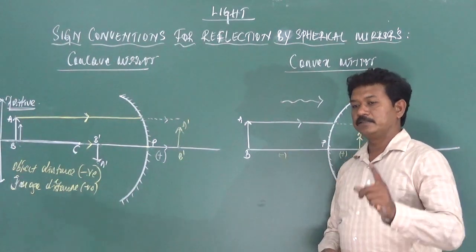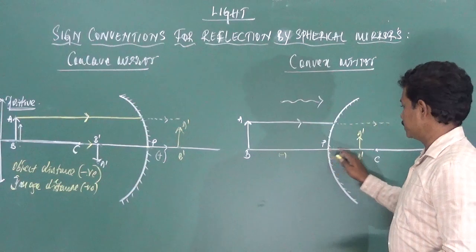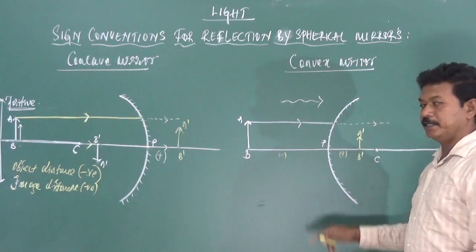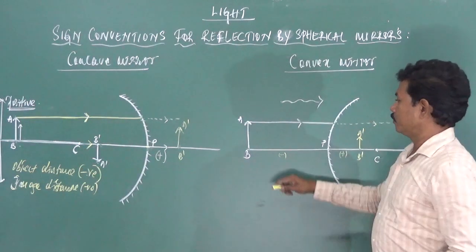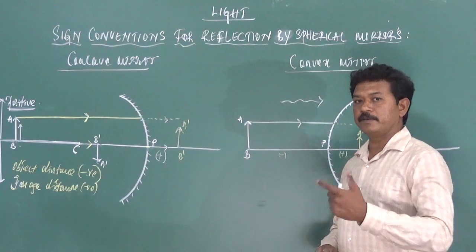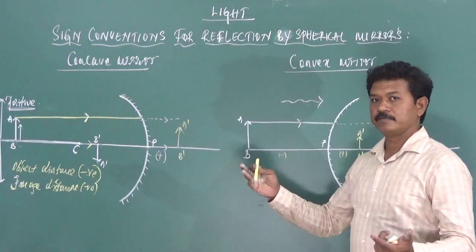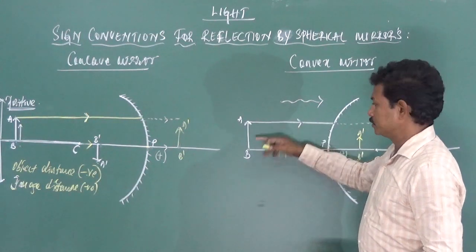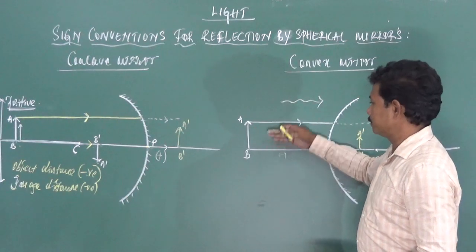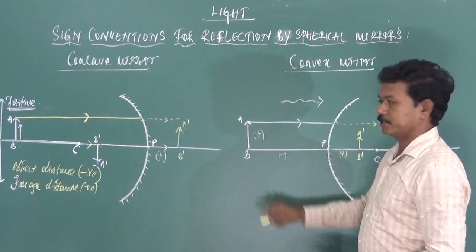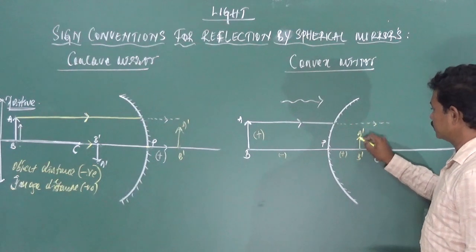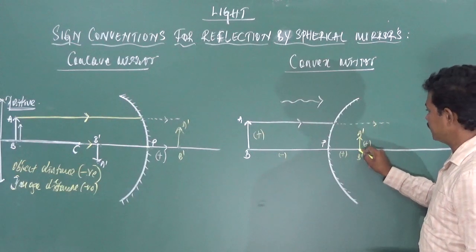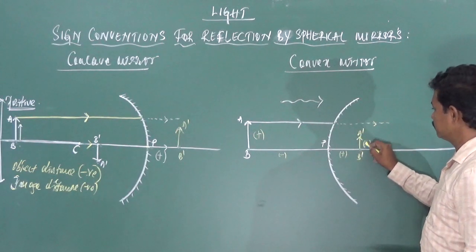Very important. This value will be positive, because I am measuring that distance along the direction of the incident light rays. Now, what is the height of AB? Height of AB is positive. Very simple, because it is measured above the principal axis. Whatever measurements you make above the principal axis are taken as positive. So here also, this length from B dash to A dash will be positive.